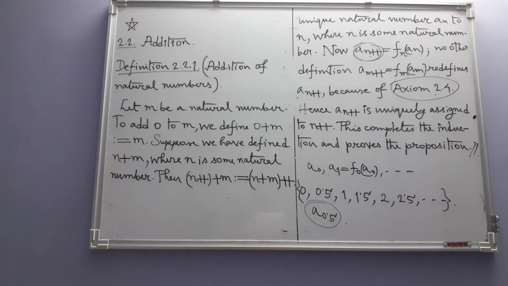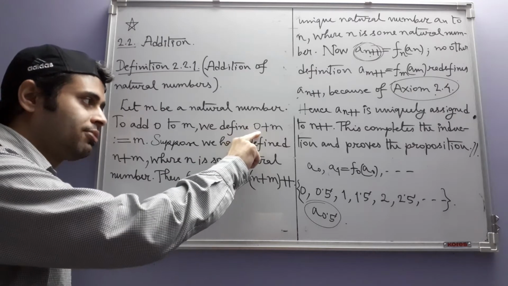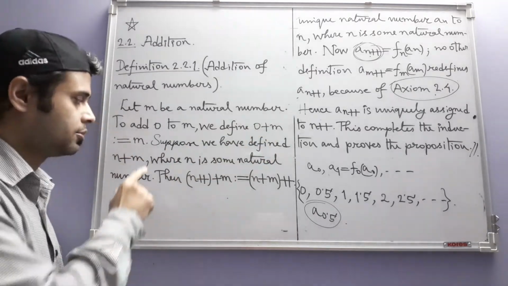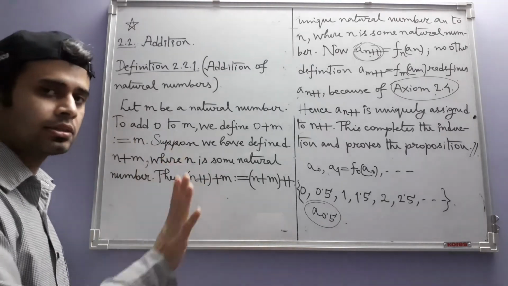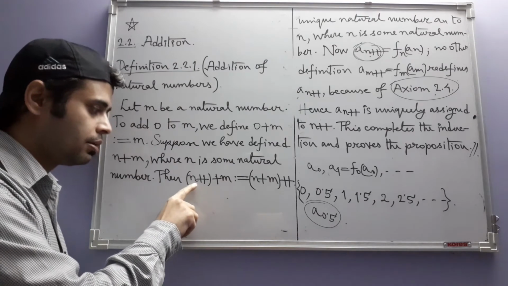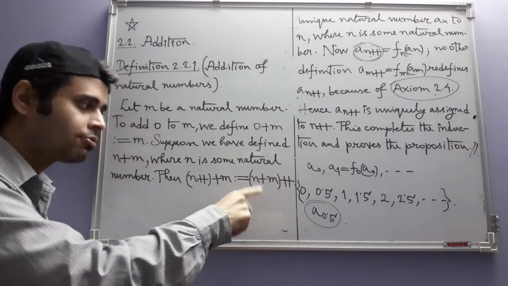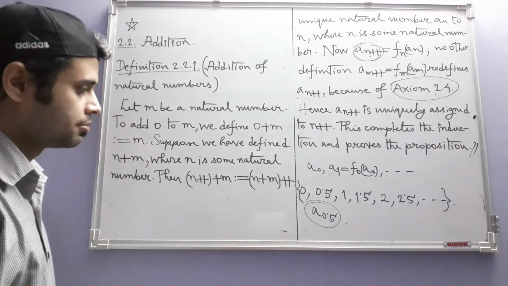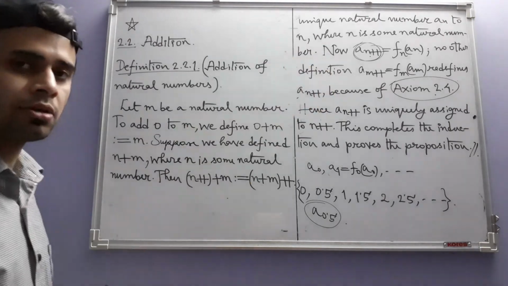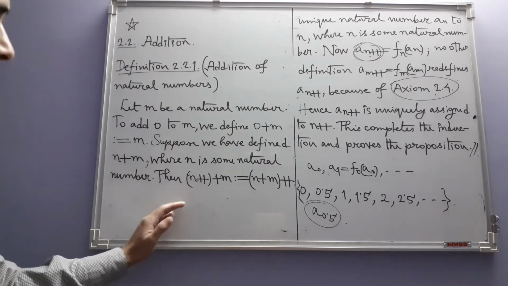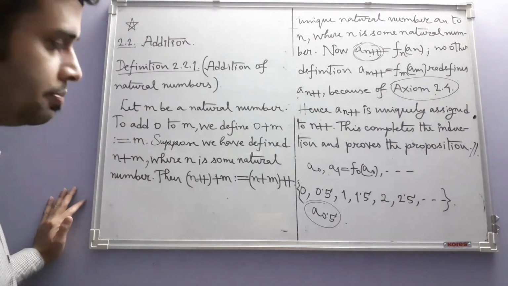Okay, watch this carefully. What I have done, I have defined 0 + M, which is equal to M. And suppose I have defined N + M, where N is some natural number. Then (N++) + M is defined to be equal to (N + M)++. Now, exactly how have I used the principle of recursive definition? What is Fn here? What are the functions Fn here? And what is C here, by the way?